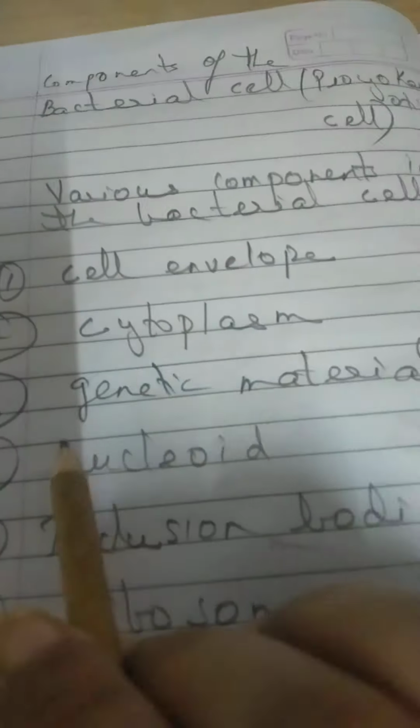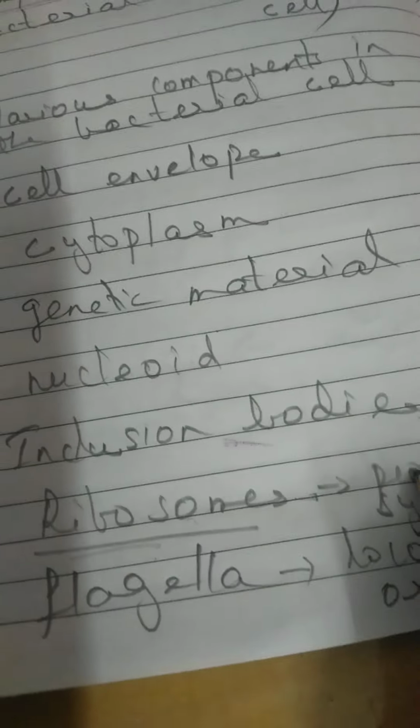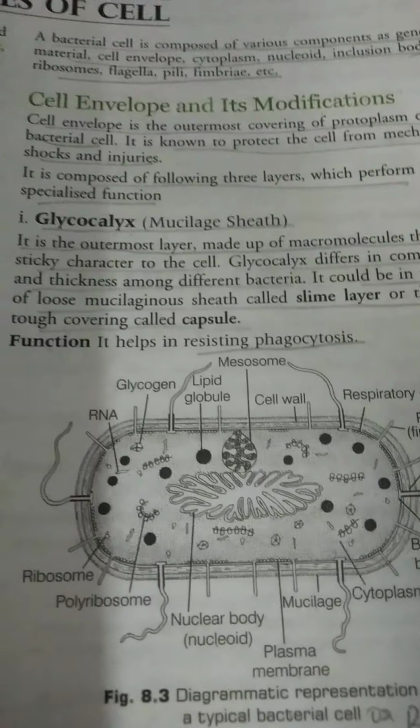So all these are the components: cell envelope, cytoplasm, genetic material, nucleoid, inclusion bodies, ribosome, which help in protein synthesis, flagella, which is a locomotory organ, pili, which helps in sexual reproduction of bacteria, then fimbriae, which helps in getting the bacteria attached to the rough surface. So all these are the components of the bacteria. Okay. Now we will study about the cell envelope.